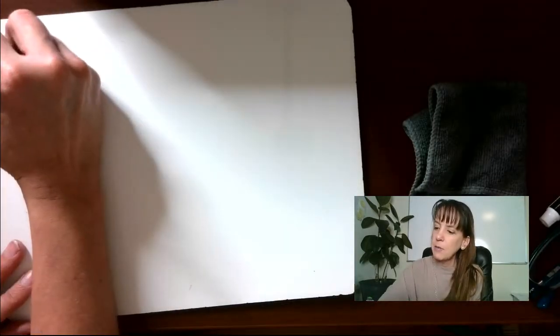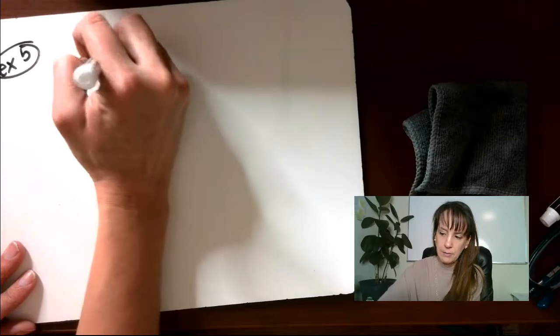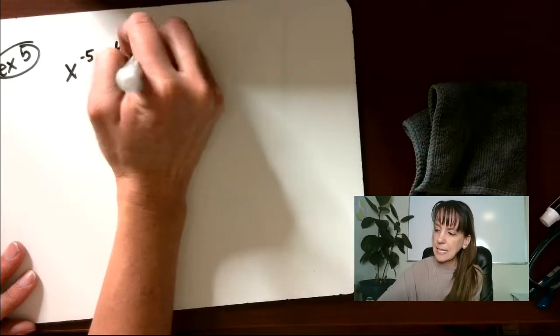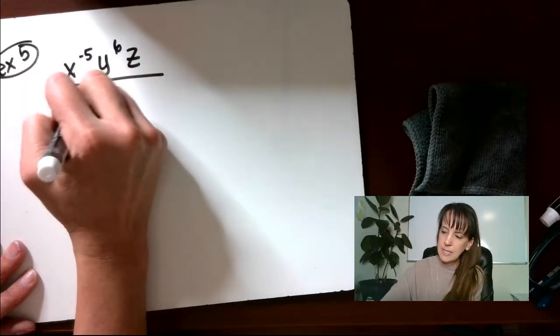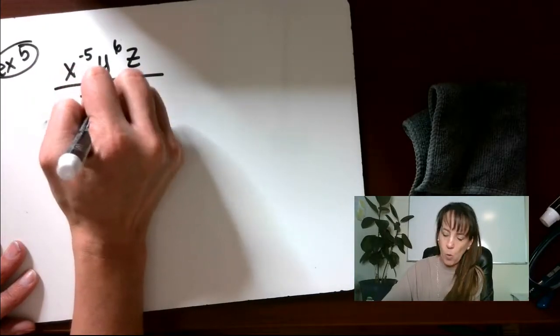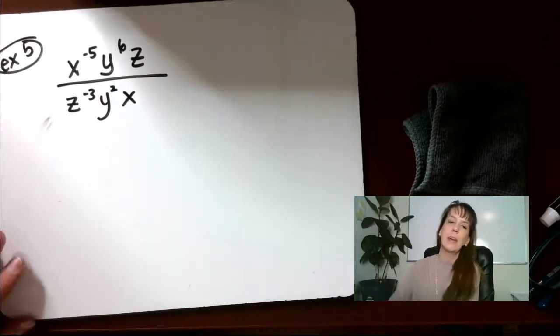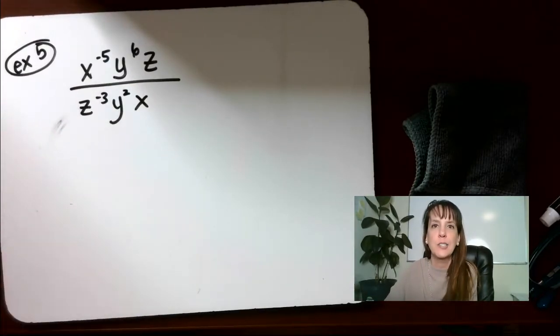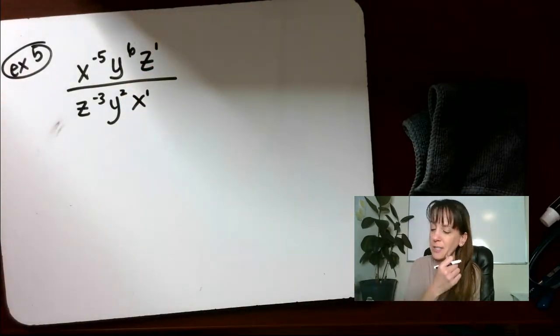Okay, so for example 5, now we're going to start adding a bunch of different ones together. x to the negative 5, y to the 6, z over z to the negative 3, y, and then x. Oh wait, y squared, sorry, and then x. All right, guys, so for these ones, I like to put my exponent of 1 in here like this, just to make life a little bit easier. If you need to do that, that's totally fine.